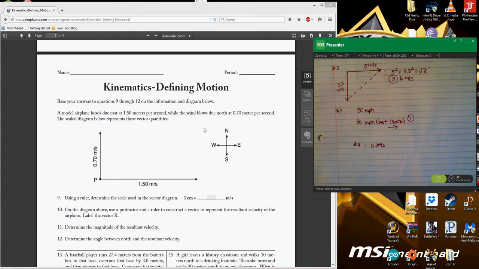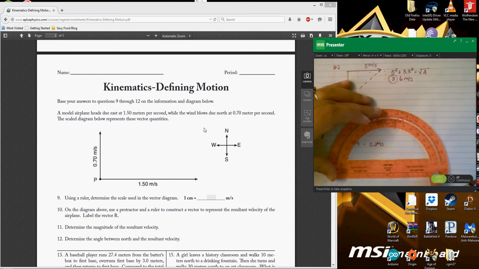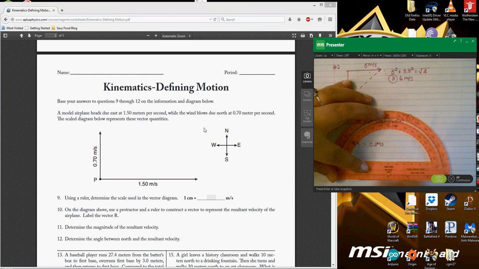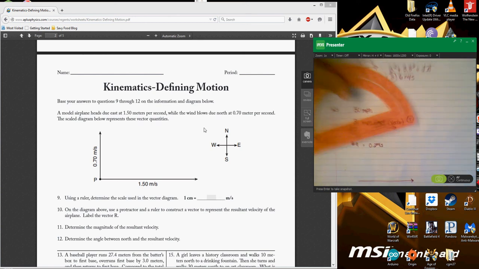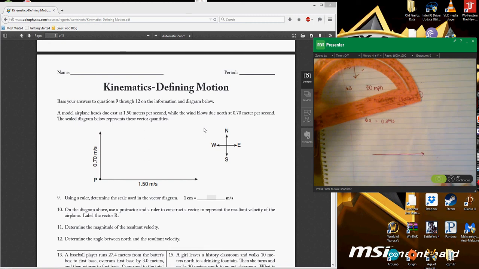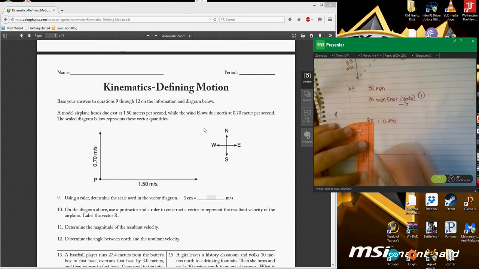For number 10, on the diagram above, you're going to use a protractor and a ruler to construct a vector to represent the resultant velocity of the airplane, and you're going to label that vector with R. So we're looking at the resultant vector between the two, which means you're going to connect these two, and we know that the overall direction is going to be towards the northeast. If I'm adding these two vectors together, that's the direction I'm going to move.